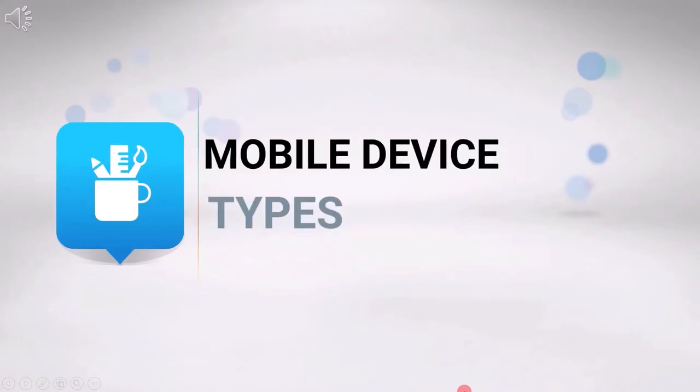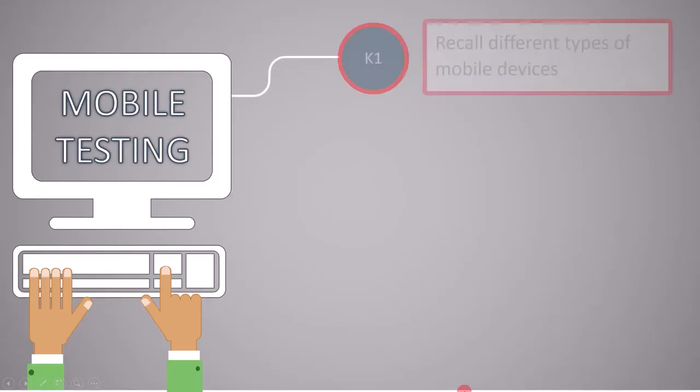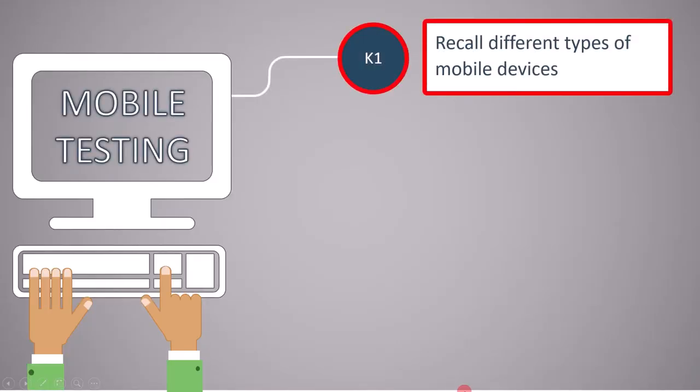In this lecture, we will cover mobile device types. And here the learning objective is to recall different types of mobile devices. This topic is marked as K1.